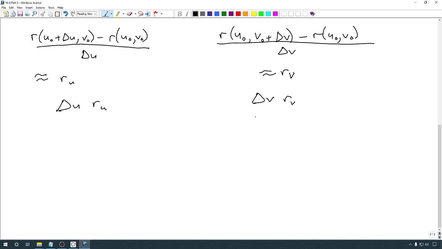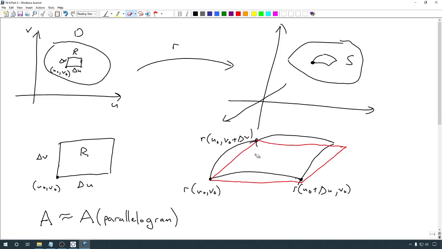Now, how do we find the area of a parallelogram? Well, we discussed this back in chapter 12. The area of a parallelogram is the magnitude of a cross product. Well, in this case, this is actually going to be an approximation because we're not actually using the two vectors that I have drawn here. I'm actually using tangent vectors.